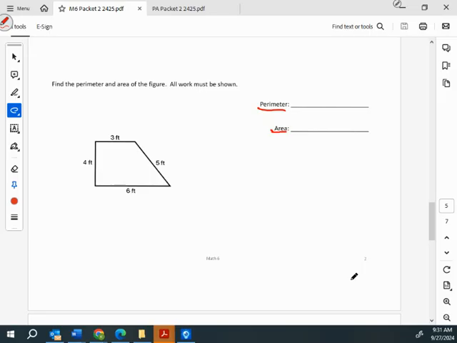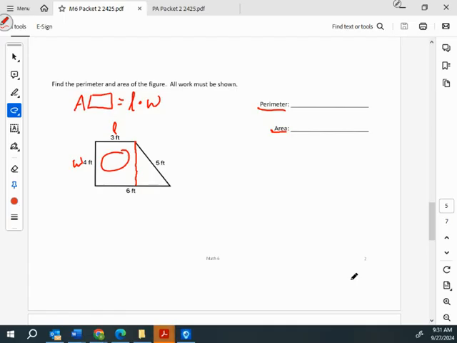Adeline? Split it into shapes that I do know how to find the area of. When I look at this shape, I say, hey, look, there's a rectangle and a triangle. I can find the area of rectangles and I can find the area of triangles. What is my formula to find the area of a rectangle? Lila? Length times width. That will give me the area of my rectangle.